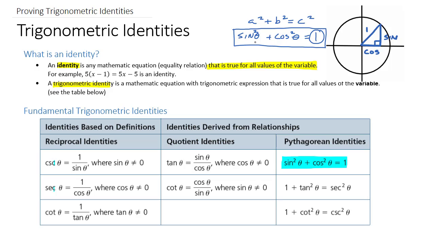Or, more importantly, anytime I end up with sine squared plus cos squared, I can just eliminate all that and replace it with 1, because sine squared plus cos squared is 1. So keep this one in mind. This one is the big one. Everything else we should know so far. We know all of this. We know all this. We've talked about them.